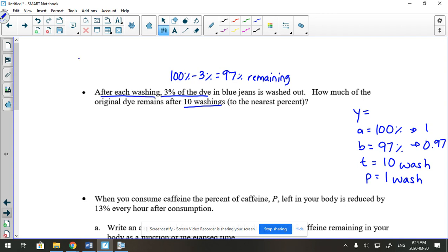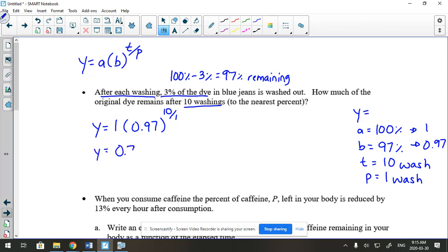So now I'm just going to plug it into the formula. You don't have this version of the formula on your formula sheet. It's just A B to the X, but I just like to think it's T over P, TP, toilet paper. I don't know. That's the way I remember it. So now we're going to plug it in. My A is 1, my B is 0.97, T is 10, and my P is 1. Then you're just going to type that into your calculator.